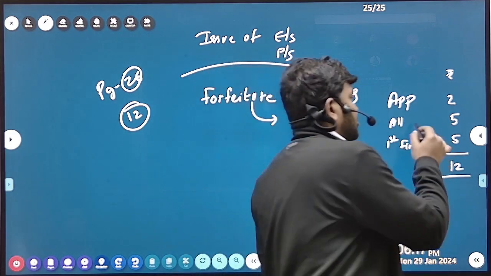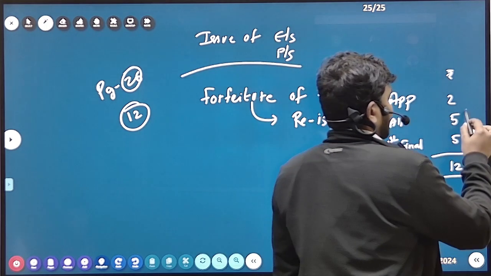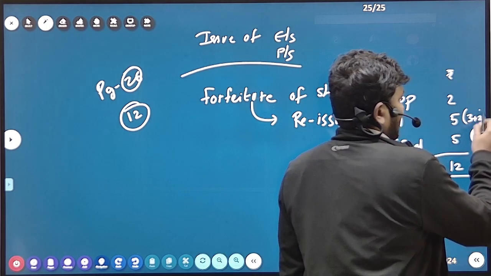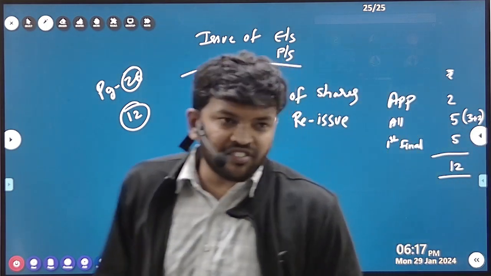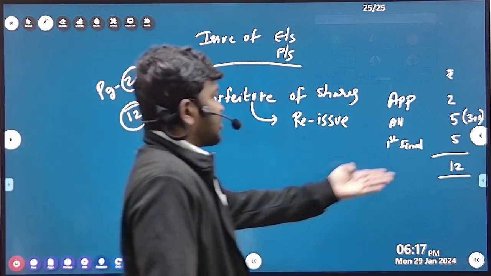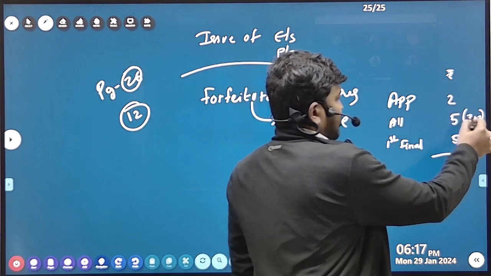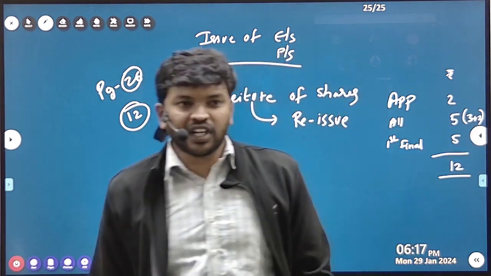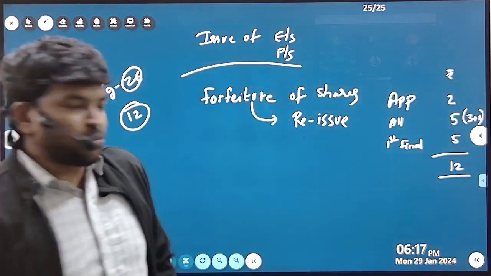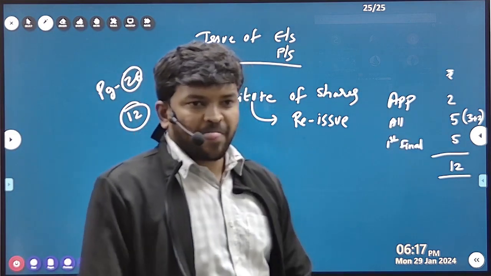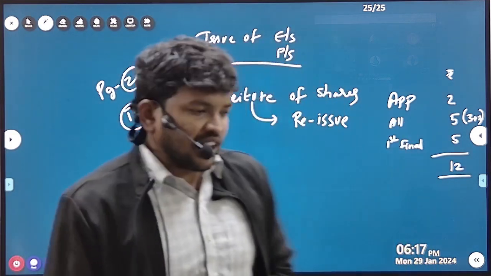If nothing is specified, premium is included in allotment. Okay. If nothing is specified, the premium amount is included in the allotment. So 2 rupees, 3 rupees, 5 rupees comes to 10 rupees total. 2 rupees is the premium. Okay. Now tell me the entries.